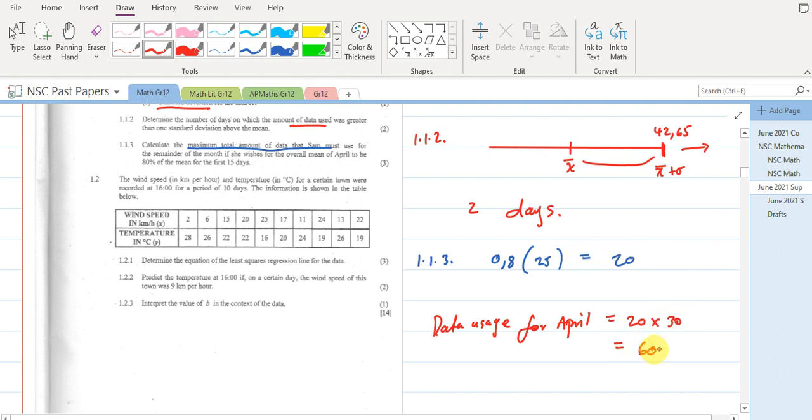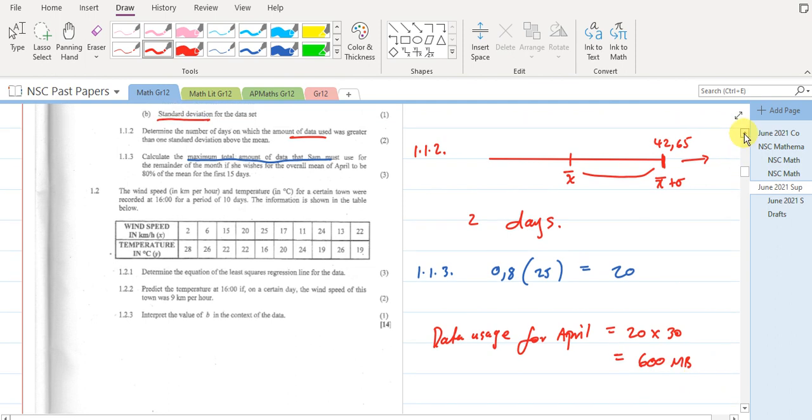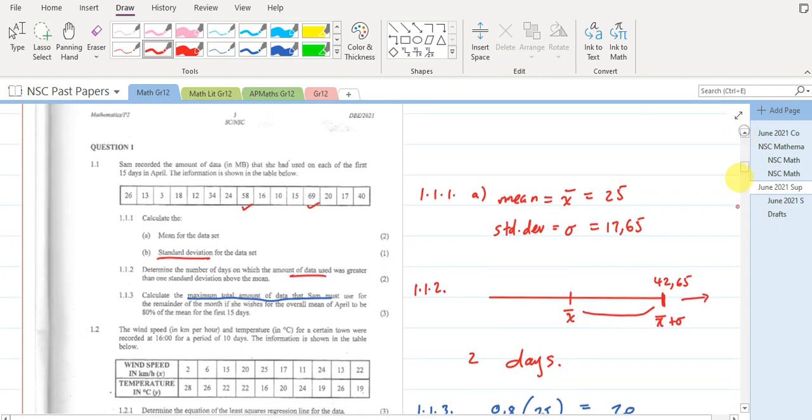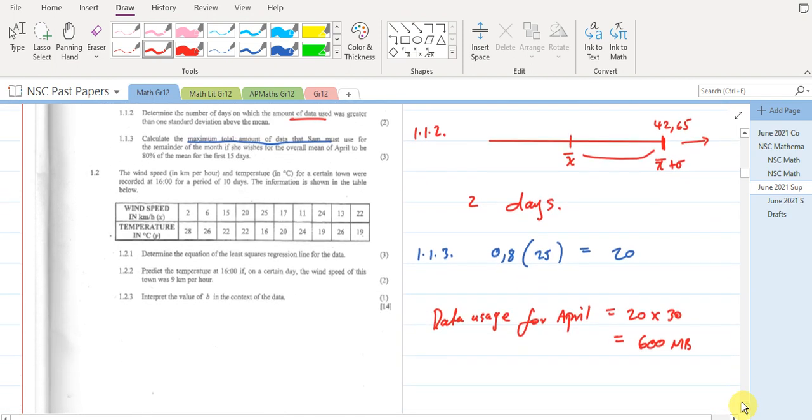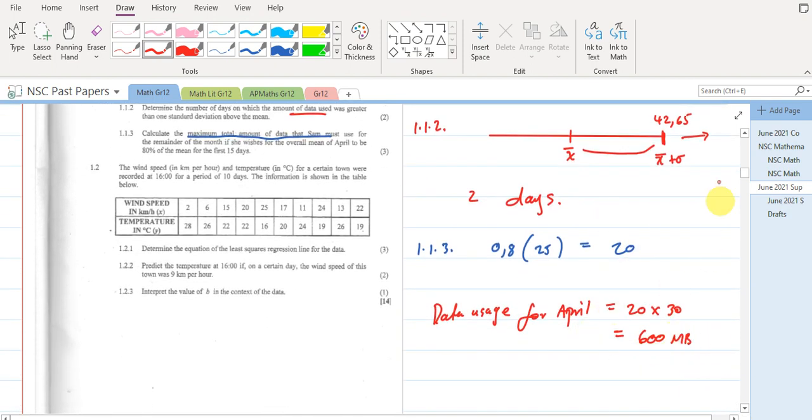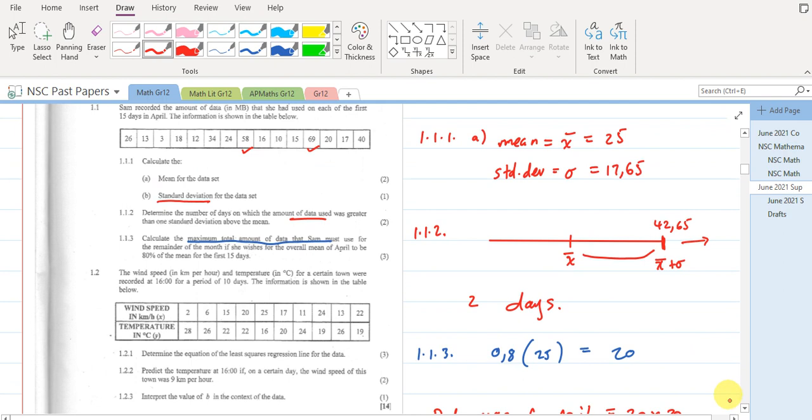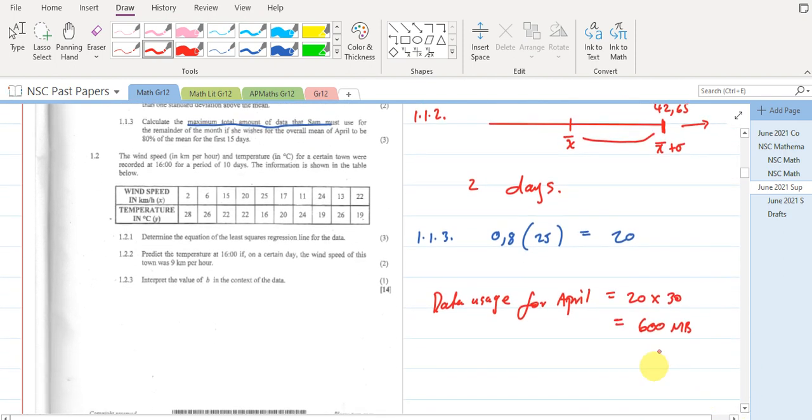so you're going to end up using 600 megabytes, which is kind of funny because 600 megabytes just by watching one video you can use up every. Alright, so anyways, should have been used like gigs or something. Alright, so it's fine. Let's see, 600 megabytes, maybe they use it for browsing, right? Let's see, data usage for April is 20 times 30 is 600 megabytes.